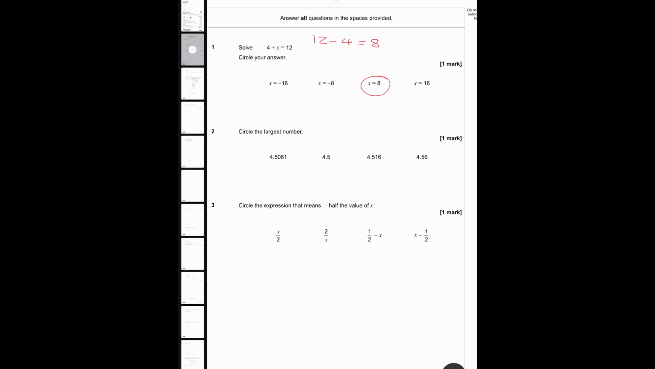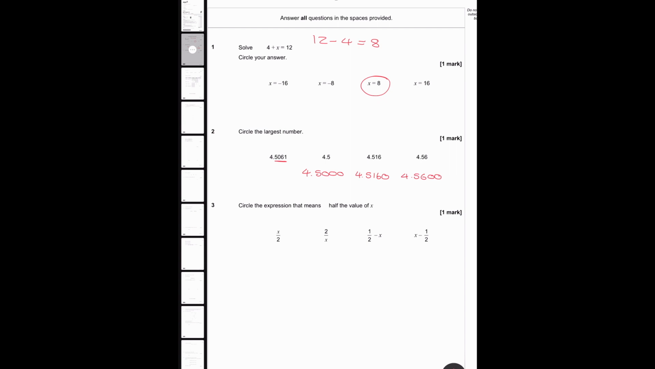Question 2 tells us to circle the largest number. This can be tricky to see, so what I usually suggest is that you make the number of digits the same after the decimal place by adding zeros. If we look at our first number, we can see we've got 4 digits after the decimal place, so we are going to make sure each of our numbers has 4 digits after its decimal place. So 4.5 becomes 4.5000. 4.516 becomes 4.5160. And 4.56 becomes 4.5600.